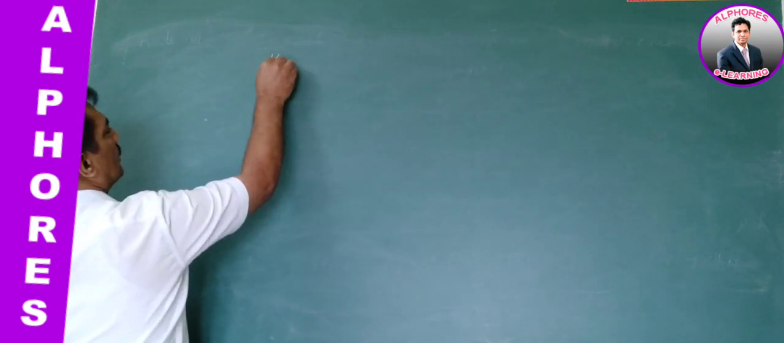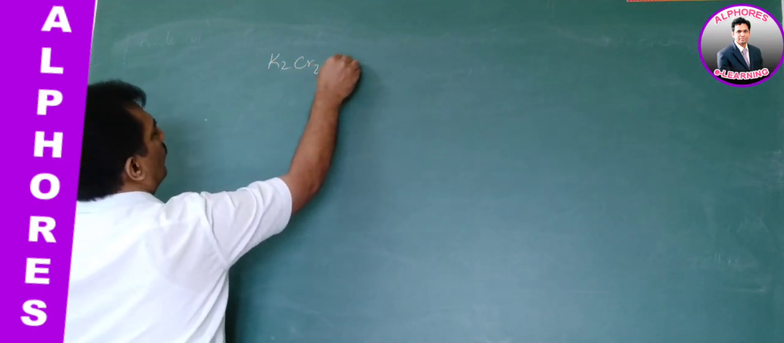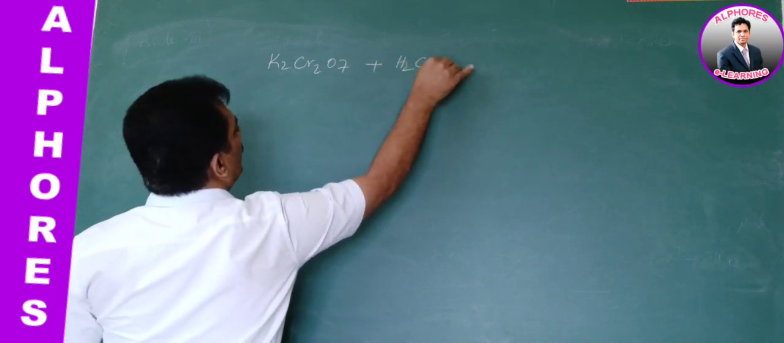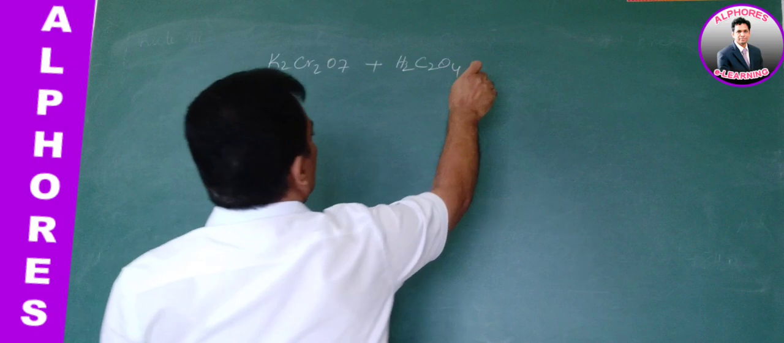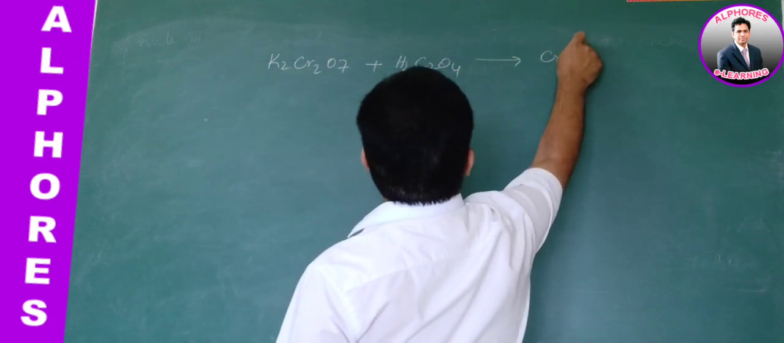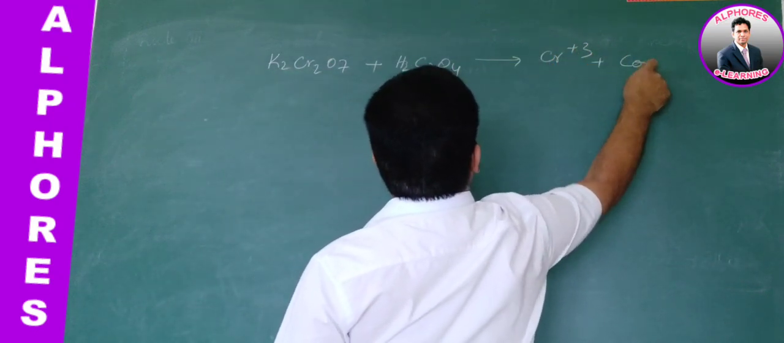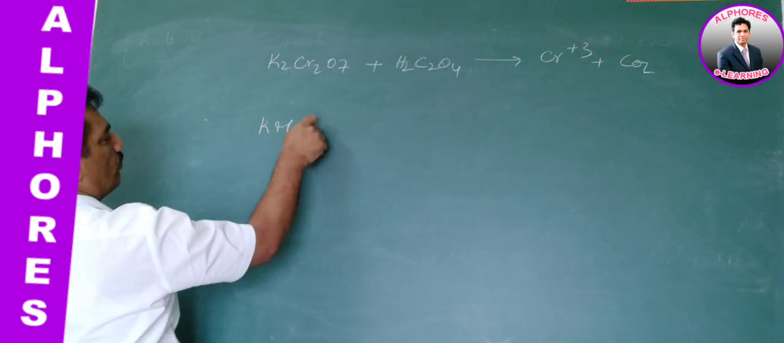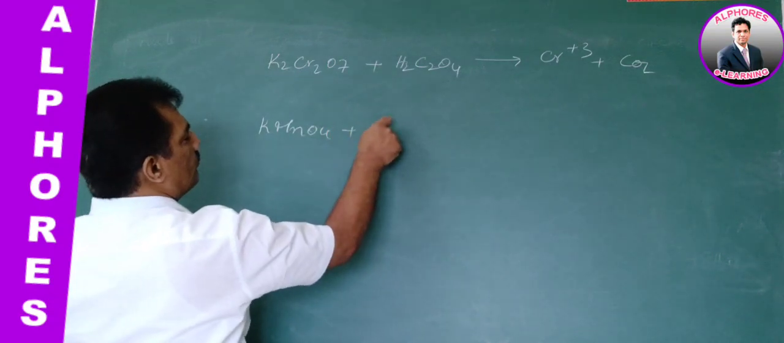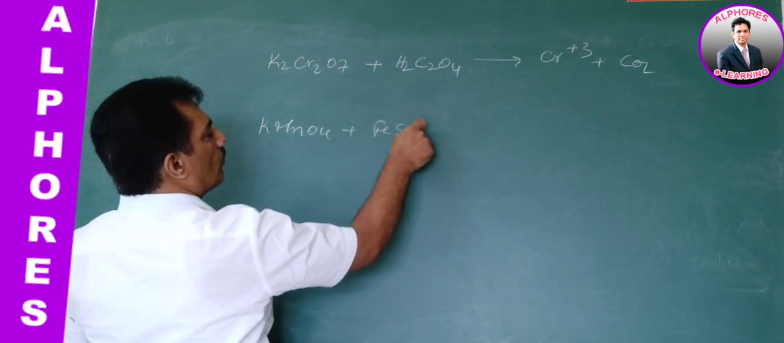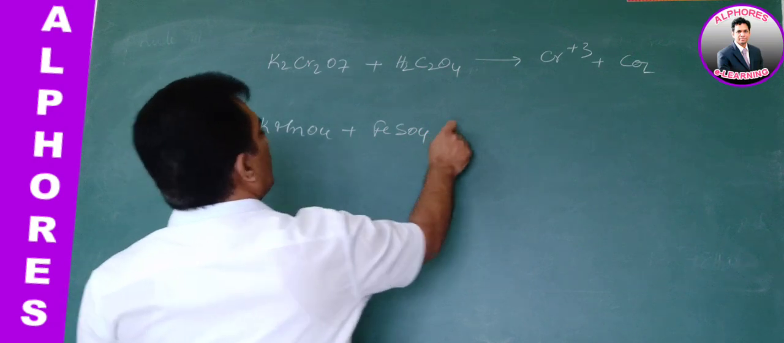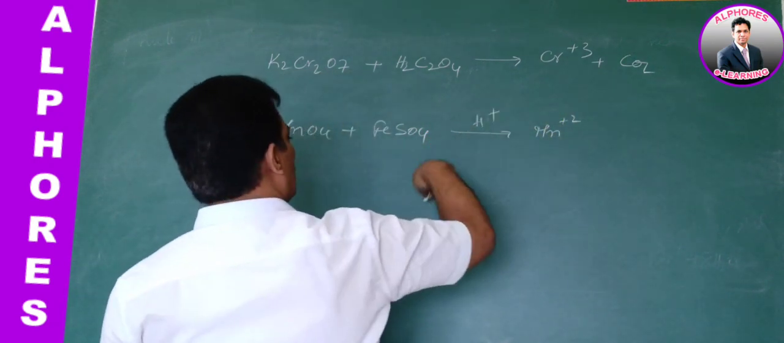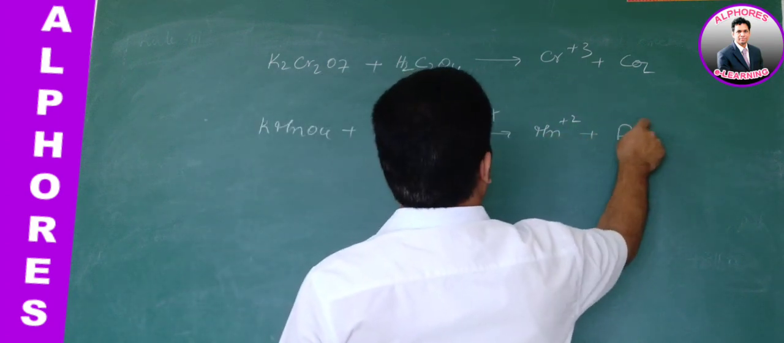It is K2Cr2O7 with H2C2O4, where the products are Cr plus 3 and CO2. And now let me give one more. It is KMnO4 plus FeSO4 giving Mn plus 2. It is in acid medium, just remember, plus Fe plus 3.